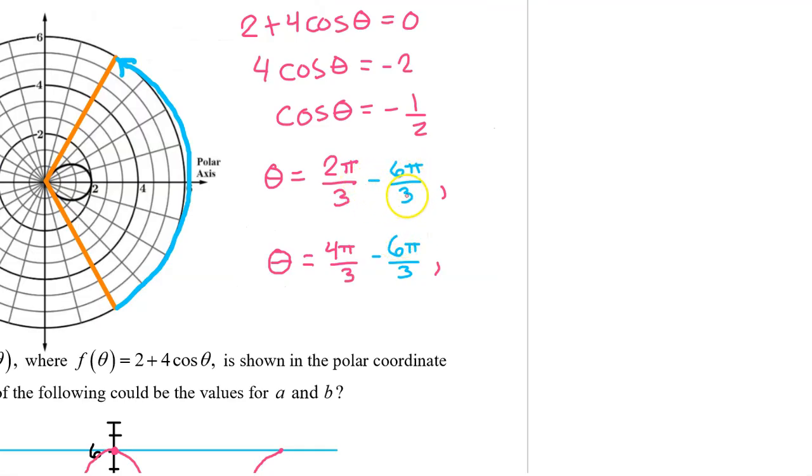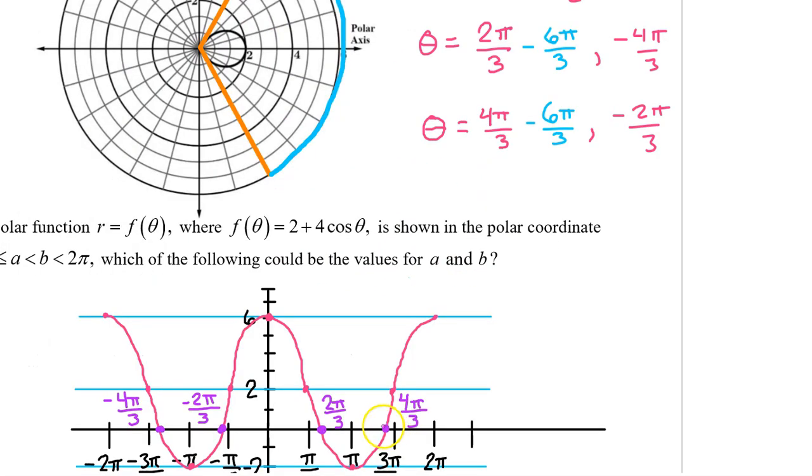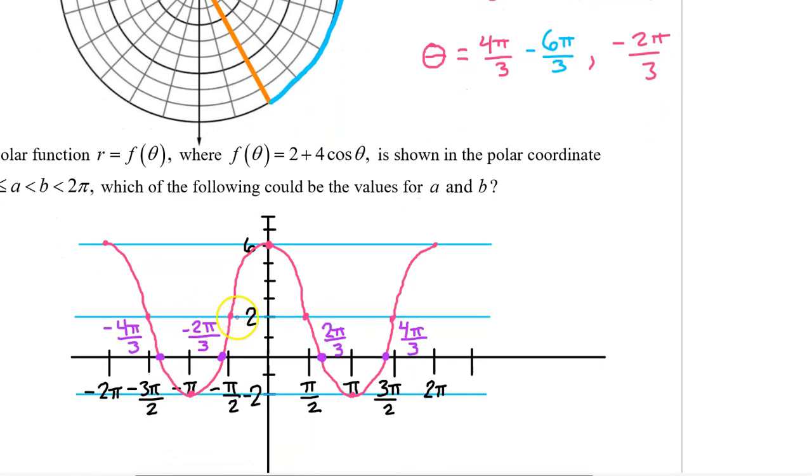Subtracting 2 pi is the same as subtracting 6 pi over 3. 2 pi over 3 minus 6 pi over 3 is negative 4 pi over 3. And 4 pi over 3 minus 6 pi over 3 is negative 2 pi over 3. So here are 4 x-intercepts. And here are those 4 x-intercepts on the rectangular graph.